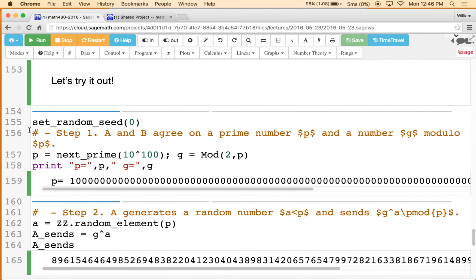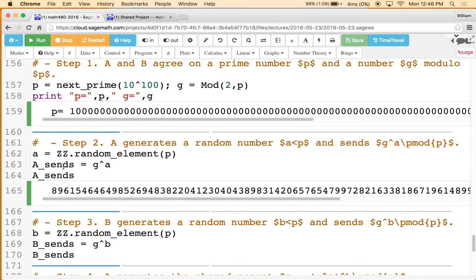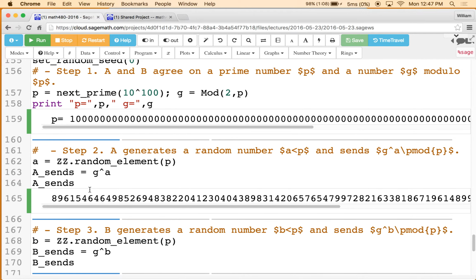So let's go down here. Step 1, we agree on a prime number p and a number g. Everybody sees that. Step 2, I generate a random number and I compute g to the power of a. Because g up here was defined to be mod 2 comma p, it remembers that it should always be modulo p. And so when I write g to the power of a right there, it is very fast. So this is what I send. To Mac, I send the number 896154, etc. And so everyone sees me sending that. He hears me sending it, and he writes it down.